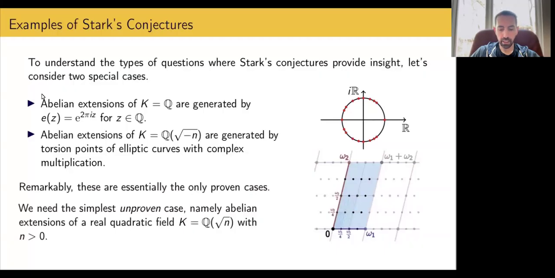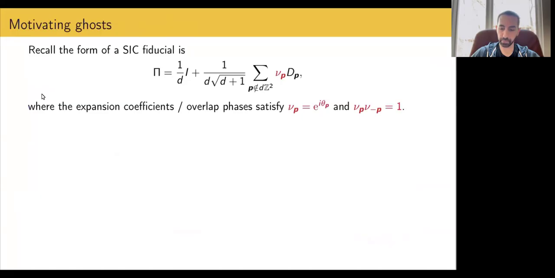Now, remarkably, these are basically the only proven cases of this. We need the simplest unproven case, which is abelian extensions of a real quadratic field as opposed to this imaginary case. There are maybe some other ones. I say essentially, which is kind of a weasel word, but this is essentially the state of the art, these two examples, and we need the Stark conjecture for the real quadratic case, which is still open. I hope that gives you some flavor for the Stark conjectures, the types of questions they're meant to address, connecting arithmetic and analysis, and why they're important.